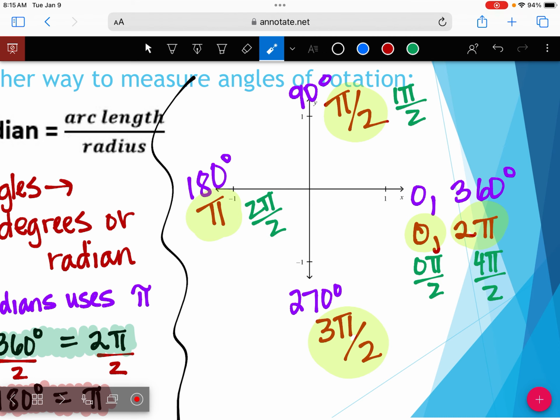When we're talking about degrees, that's pretty simple because we already know that there's 360 degrees in a circle and we're counting by 90. But when we're talking about radians, okay, we're counting by 1/2. So essentially, this is 1/2, 1, 1.5, 2.